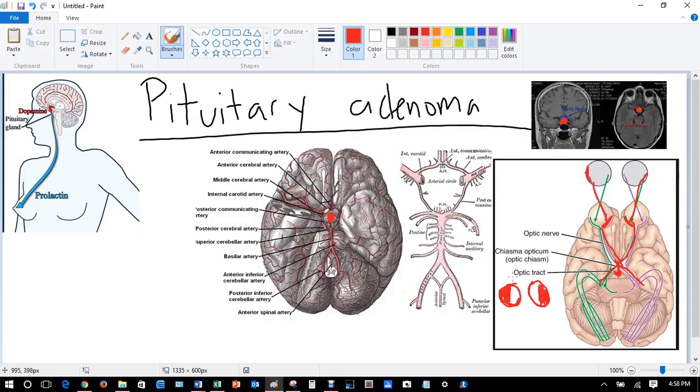So it's due to pressure on the optic chiasm, which is what I was showing there, right in the middle. And yeah, that concludes our discussion of adult primary brain tumors. I hope you enjoyed it, and stay tuned for the next one, which is going to be childhood primary brain tumors.